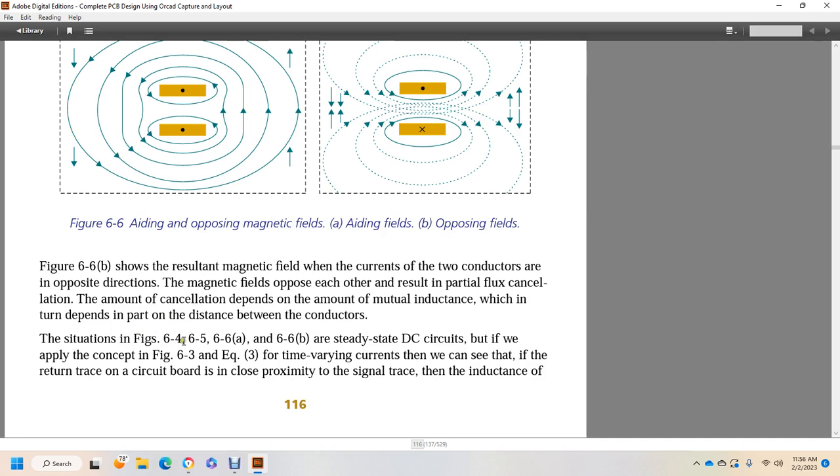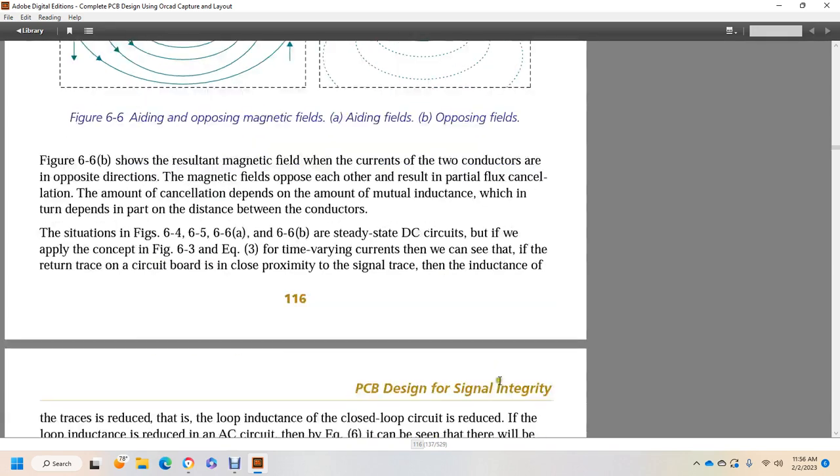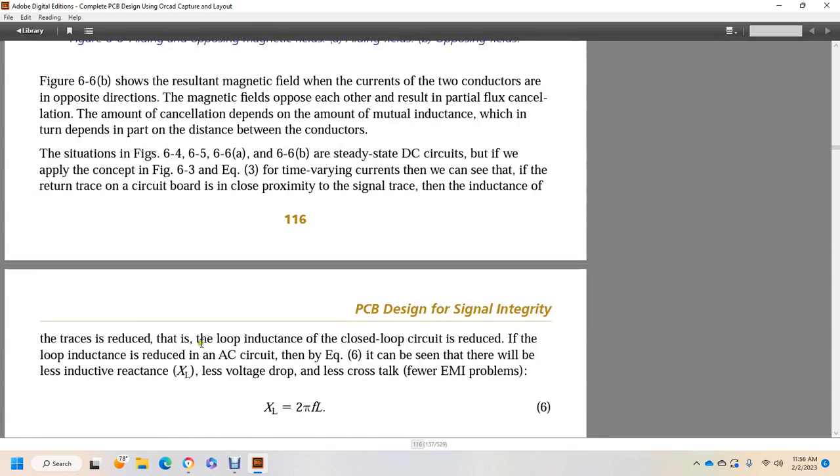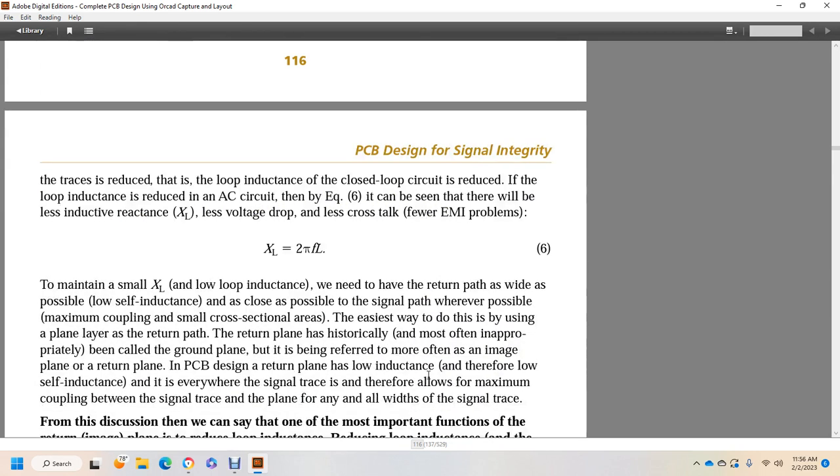For the situations in figures 6.4, 6.5, 6.6a, and 6.6b, the currents are steady DC currents, but if we apply figure 6.3, equation 3, with time-varying currents, then we can see that if the return trace of the circuit is in close proximity to the signal trace, then the inductance of the trace is reduced, and the loop inductance of the closed loop circuit is reduced. If the loop inductance is reduced, as in an AC circuit, then from equation 6 it can be seen that there will be less inductive reactance, less voltage drop, less crosstalk, and fewer electromagnetic interference problems.